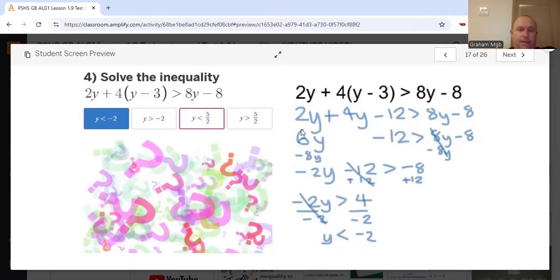Me personally, I'm going to collect my letters on the left. So I'm going to subtract 8y from both sides. That will cancel, leaving just negative 8. 6 take away 8 is negative 2. And then I've got to bring down this negative 12 as well.